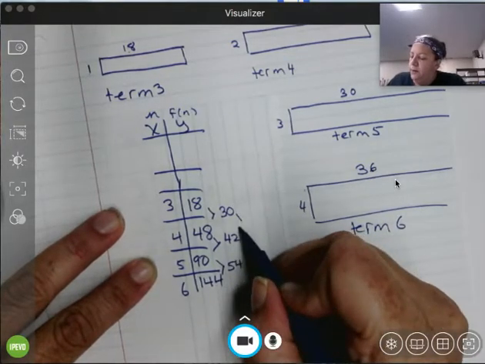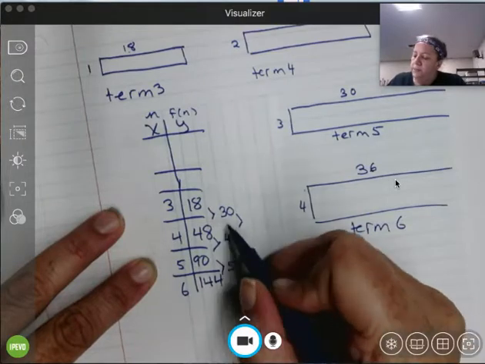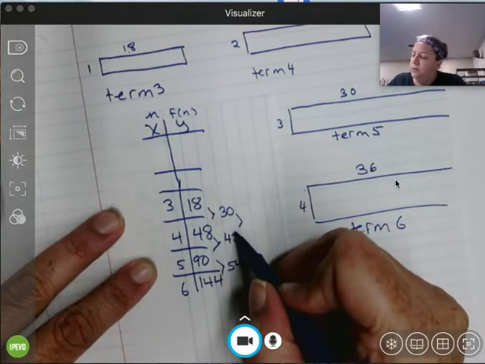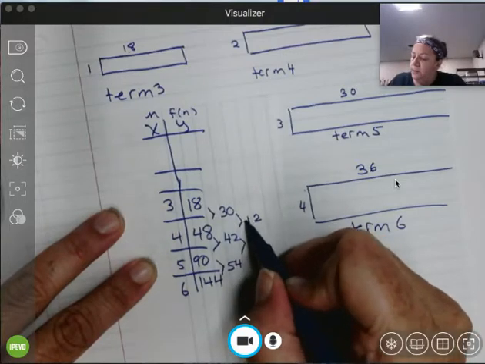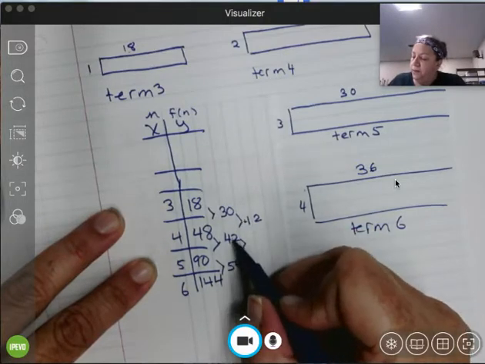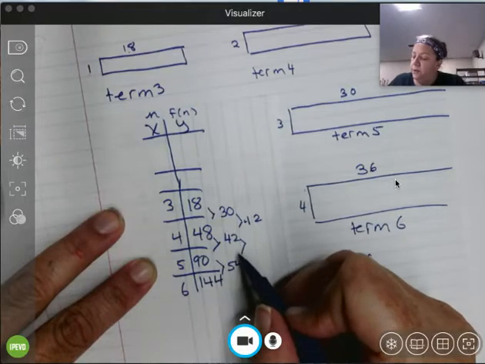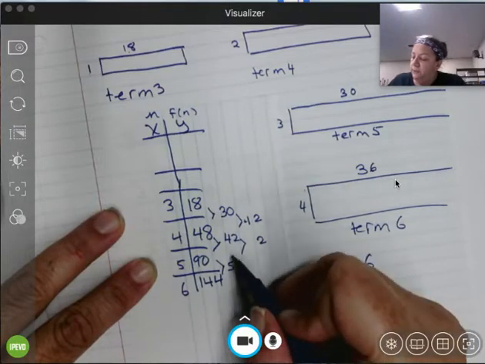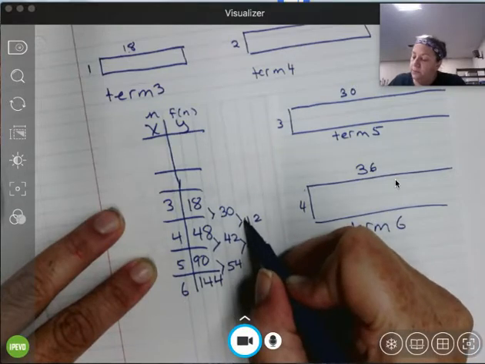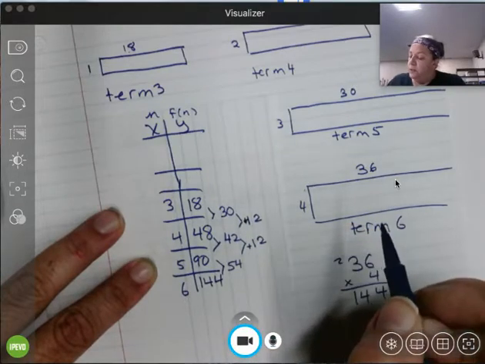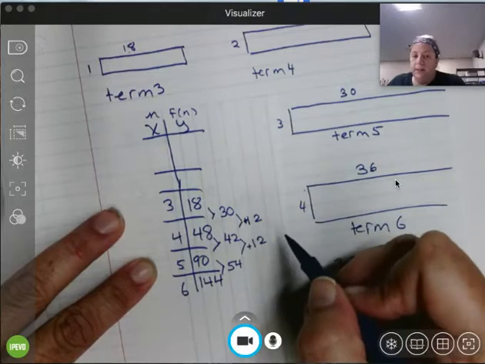All right, here we go. 42 minus 30, I could do that upside down. 2 minus 0 is 2, 4 minus 3 is 1, so that's plus 12. 54 minus 42, I can do that upside down. 4 minus 2 is 2, 5 minus 4 is 1, plus 12. Okay, good. So I've got a couple plus 12s here. So it looks like that's going to be my second difference.